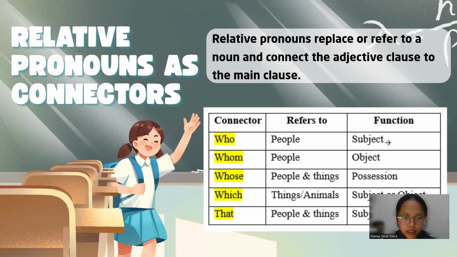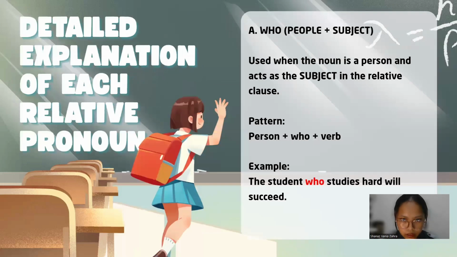Now let's look at it in more detail and understand what it means. Who is used when we talk about a person doing the action in the adjective clause. Who refers to people as subject, used when the noun is a person and acts as the subject in the relative clause. The pattern: person, who, and verb. Example: the student who studies hard will succeed.